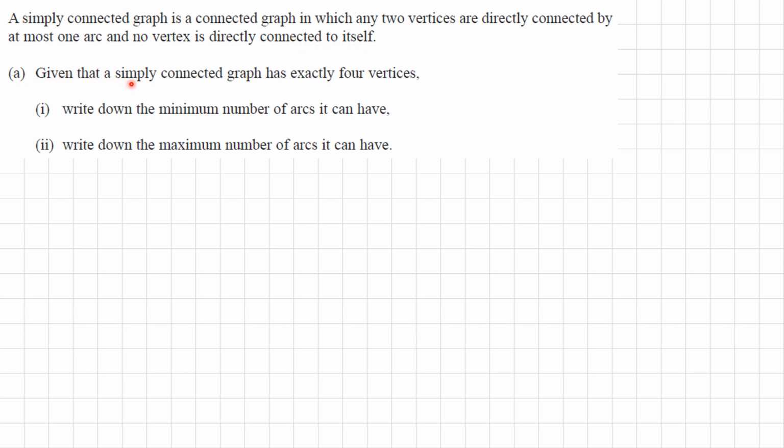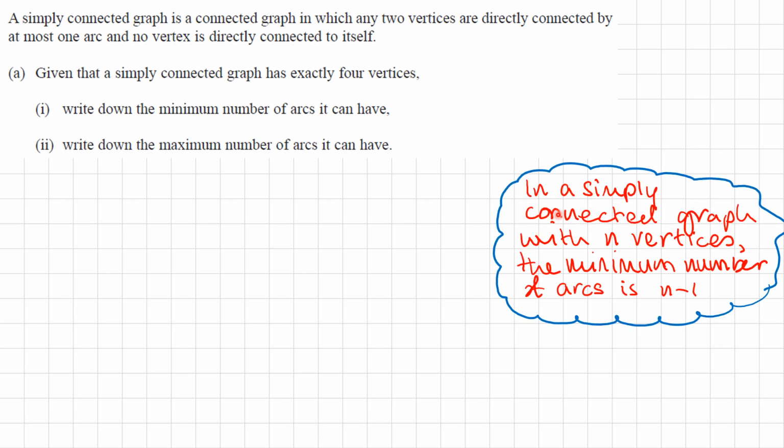Part A. Given that a simply connected graph has exactly 4 vertices, part 1 of part A, write down the minimum number of arcs it can have. Now, in a simply connected graph with n vertices, the minimum number of arcs is n minus 1. So in our simply connected graph, n is 4, n minus 1 is 3. So the minimum number of arcs is going to be 3 arcs, n minus 1.